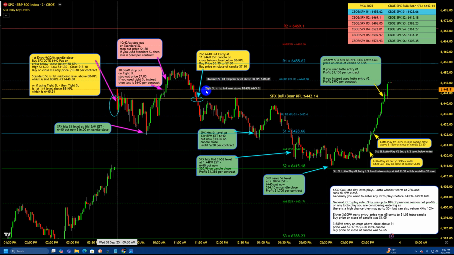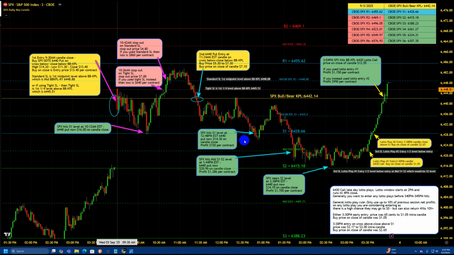You're using the same stop losses as you did before, because this is triggered from the same bull bear key price level. So your tight SL is the first quarter level above, as we mentioned before. Your standard SL is the first midpoint level above. As you can see, in either case, it did not come close to either one of the stop losses this time around. And at 12:48 p.m.